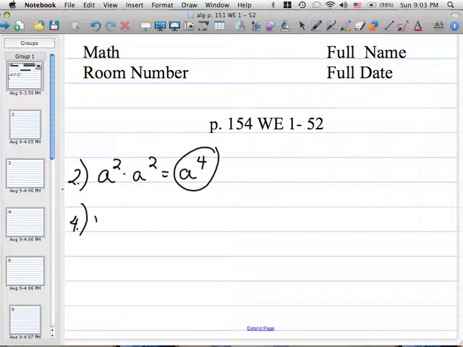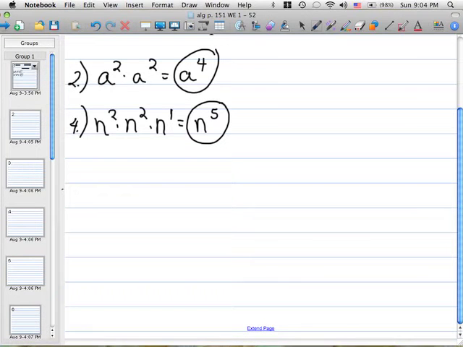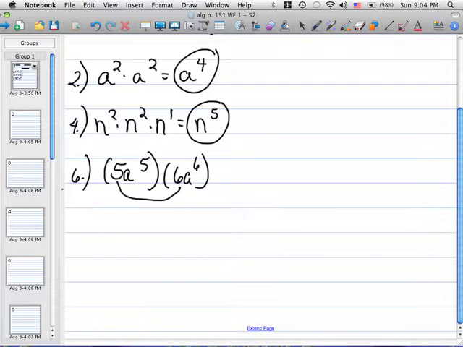Problem number 4, copy the problem down, it's n to the 2nd times n to the 2nd times n, and the 1 is understood. So that's a total of 5 n's, n to the 5th, 2 plus 2 plus 1. Problem number 6, we have 5a to the 5th times 6a to the 6th. Multiplying the 5 and the 6 together, that gives me 30. A to the 5th times a to the 6th, that's a total of 11 a's. So 30a to the 11th.